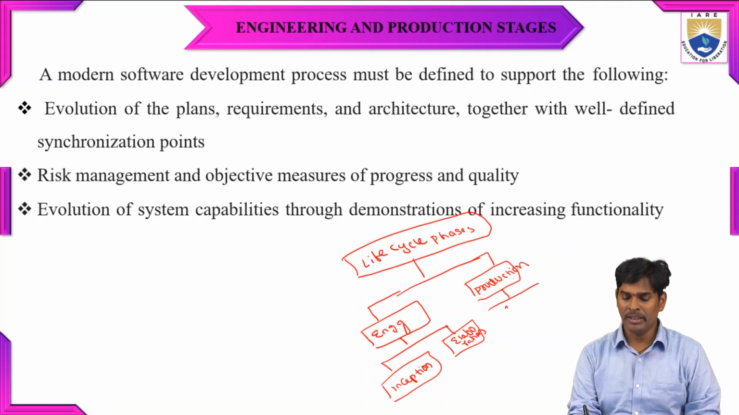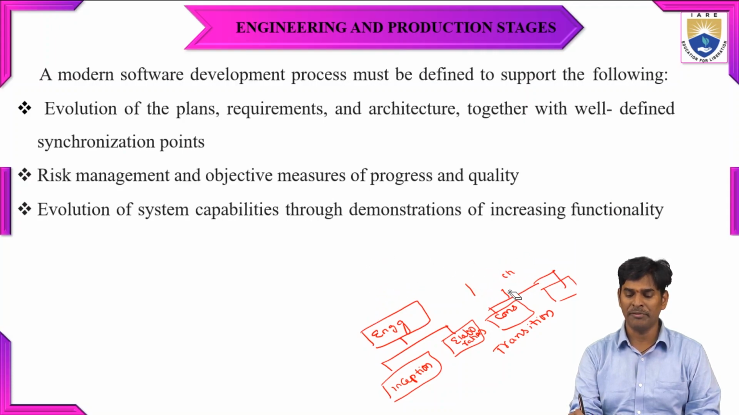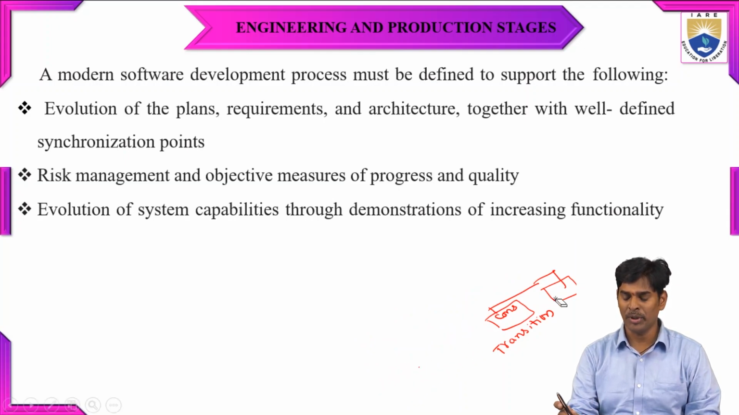In production, again it is divided into two types. One is construction and the last one is transition. So these four phases are divided into two types, the engineering phase and the production phase. The engineering phase is again divided into inception and elaboration, whereas the production phase is divided into construction as well as transition.